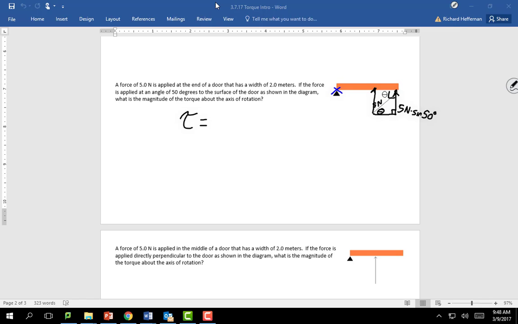So if we're trying to find the torque, it's the lever arm times the force perpendicular to the lever arm. The lever arm we know is 2 meters. Force perpendicular to the lever arm is 5 newtons times the sine of 50 degrees. I don't know what the answer is to that. 7.6 something? 6.6? Yeah. Newtons times meters.